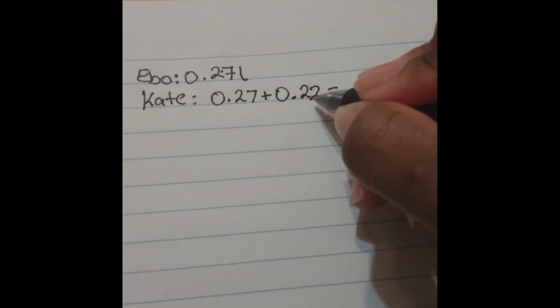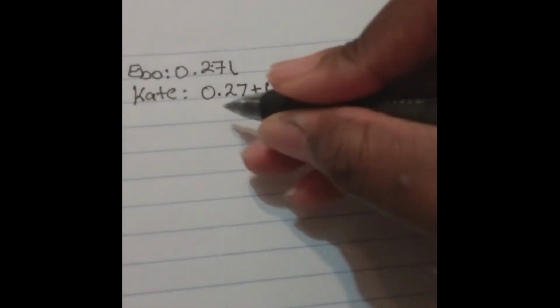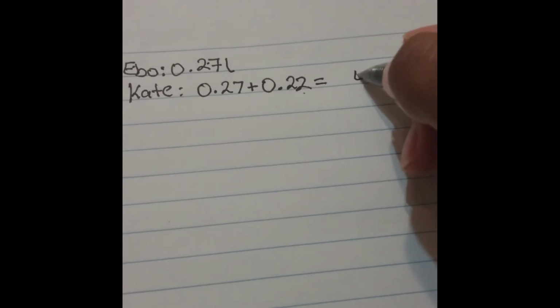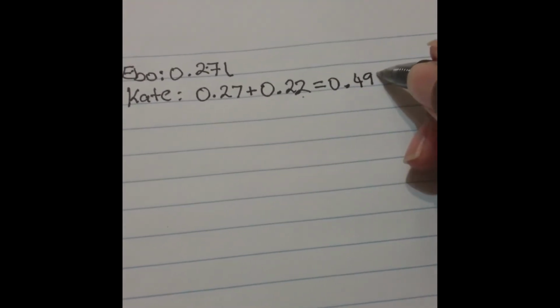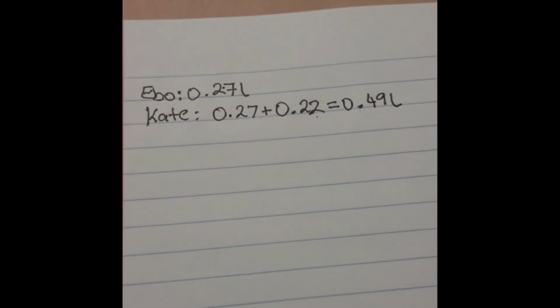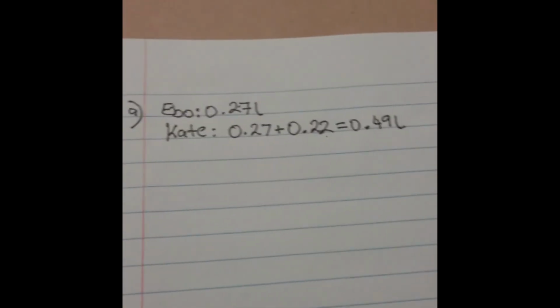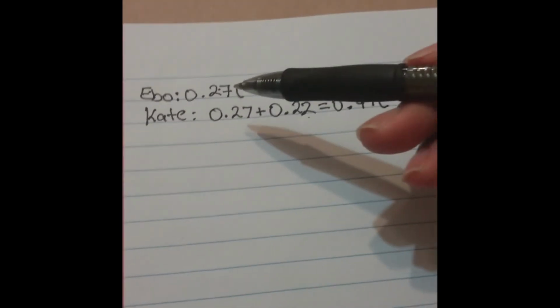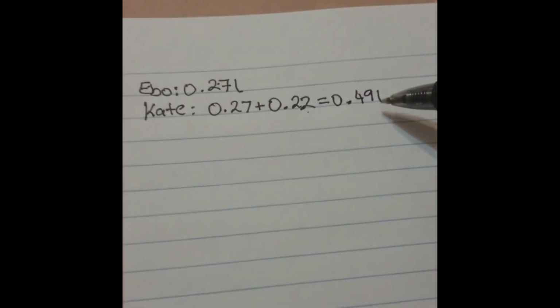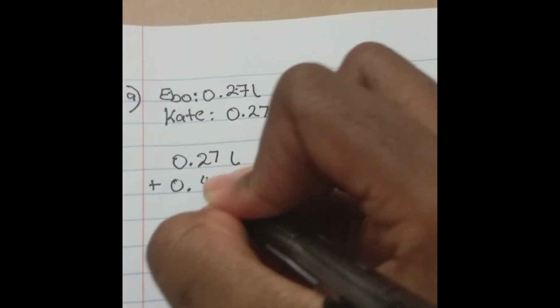And that's going to give me 2 plus 7 is 9. 2 plus 2 is 4. Decimal point, and then I put back my 0. So Kate has 0.49 liters. Okay, now I can actually begin to answer this question. It wants to know how much they have altogether. So now I need to add Ebo's to Kate's. So Ebo had 0.27 and Kate has 0.49.